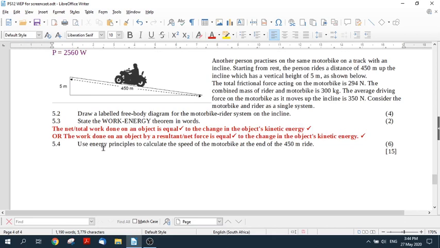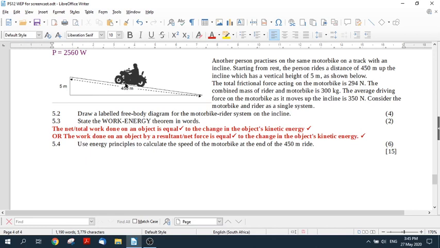Now it says to you, another person practices on the same motorbike on a track with an incline. Starting from rest, the person rides a distance of 450 meters up the incline, which has a vertical height of 5 meters as shown. The total frictional force acting on the motorbike is 294 newtons. Well, that must be going down the hill. The combined mass of the rider and the motorbike is 300 kilograms, and the average driving force on the motorbike, which is like your F applied, as it moves up the incline is 350 newtons. Consider the motorbike and the rider as a single system. So they're just basically saying, think of this as one object.